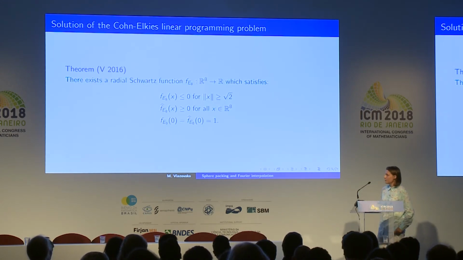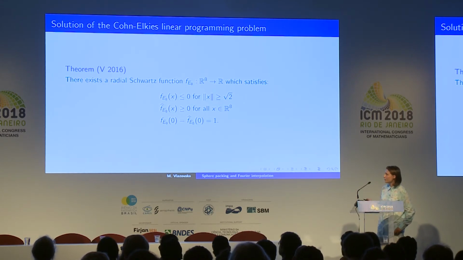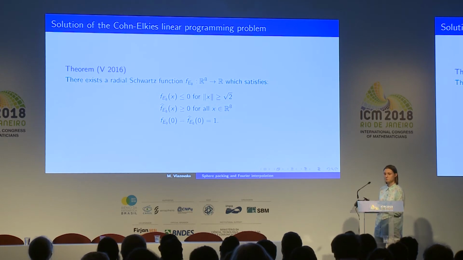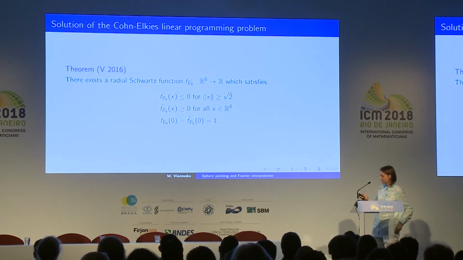And for this we still use the method developed by Cohn and Elkies. However, what was done in this paper in 2003 is that they were searching for some auxiliary functions f, but they did it in a numerical way. So now we would like to find an explicit function which would satisfy the same conditions.